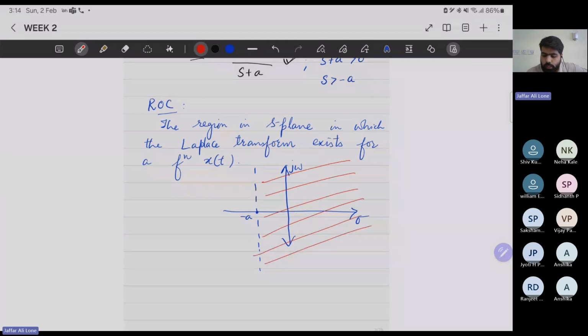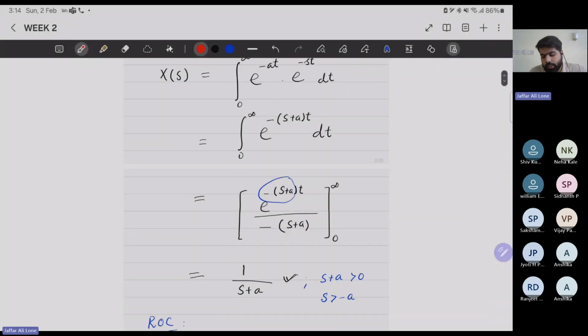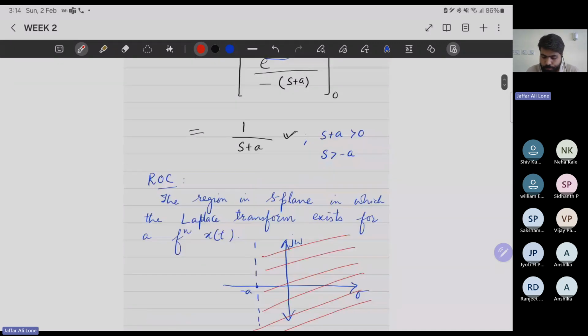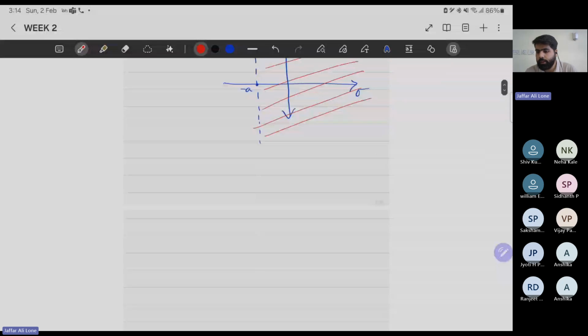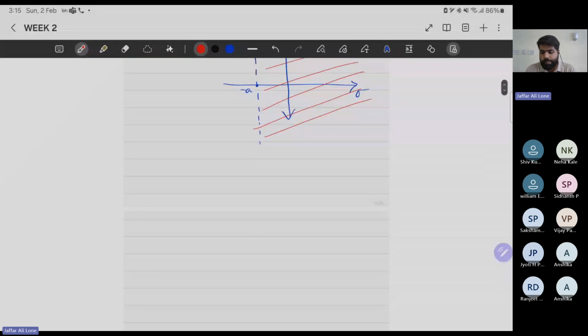So ROC is the region in which your Laplace transform converges. Because this is an integral, you can say this integral has a finite value. If it has a finite value, then that is the region of convergence, and in that region only can we say the Laplace transform exists. We will see this in future examples as well.